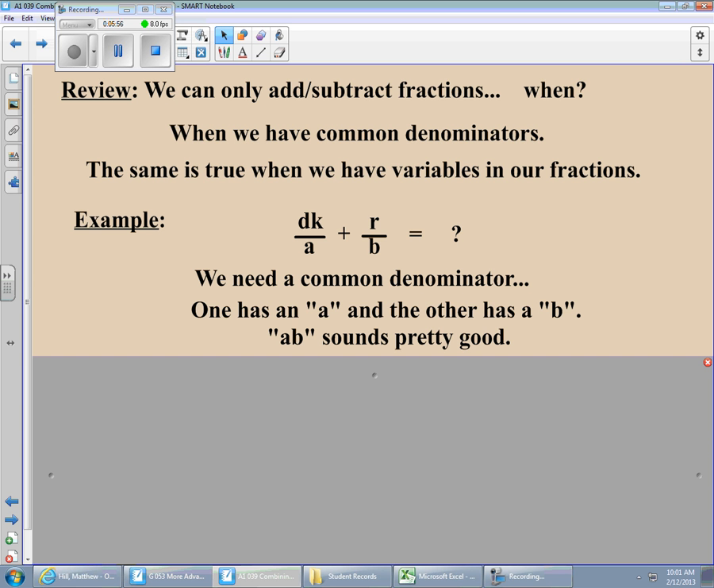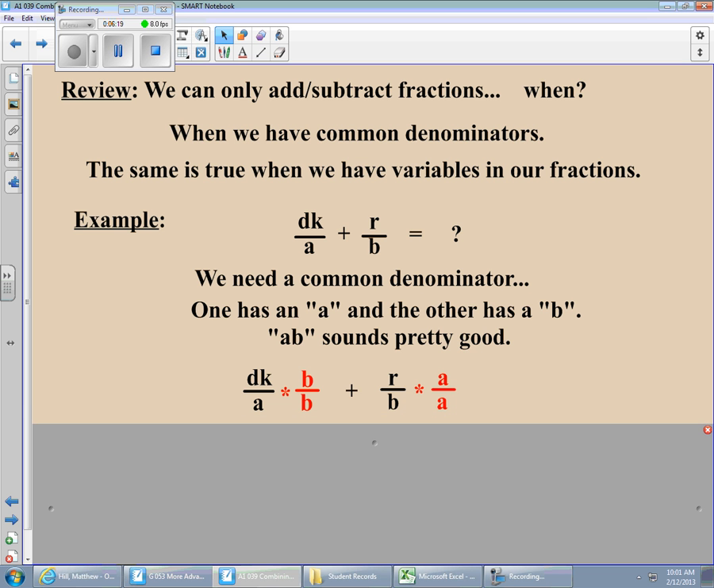Okay, so our fraction on the left, we're going to multiply this denominator by b, which means we're also going to have to multiply the numerator by b. The denominator on the right, what's it missing? It's missing the a. So we're going to multiply the denominator on the right by a, and whatever we do to the denominator, we have to do to the numerator also. So there it is, multiplying by b over b on the left, and multiplying by a over a on the right.